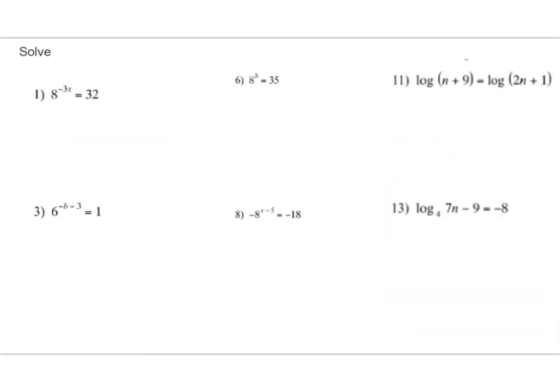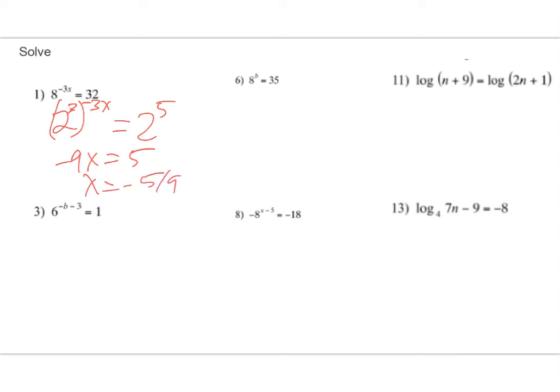Then finally, we got some solving. We've got 3 different forms of solving. The first column is going to be ones that don't require a log. They're going to be in the same base. So I can write both of these as base 2. So that's going to be 2 to the third to the negative 3x, which is going to be 2 to the negative 9x, and then 2 to the fifth. So we get negative 9x is equal to 5. X is going to be negative 5/9.